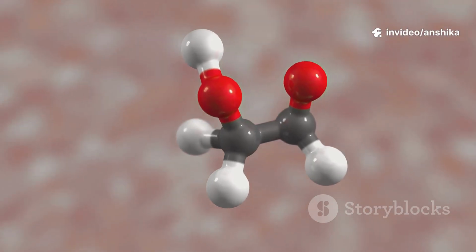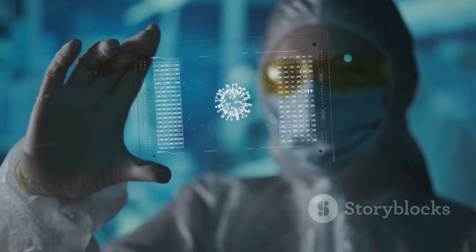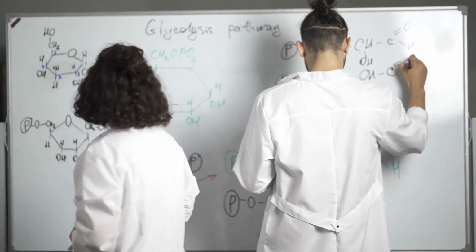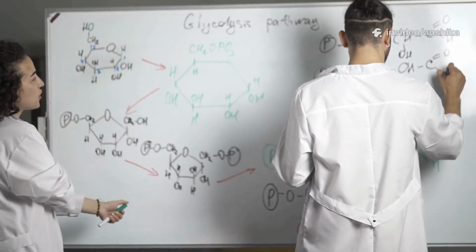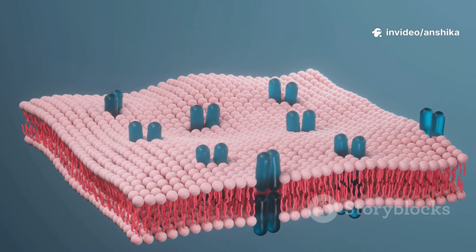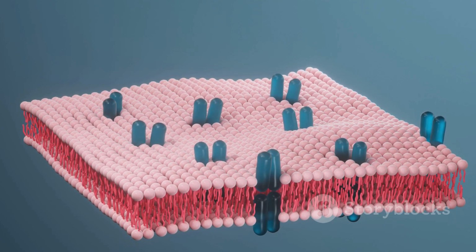The preparatory phase begins with the phosphorylation of glucose. The enzyme hexokinase catalyzes this first step. It transfers a phosphate group from an ATP molecule to glucose. This reaction forms glucose 6-phosphate. The phosphorylation traps glucose inside the cell, as the cell membrane is impermeable to the charged molecule.